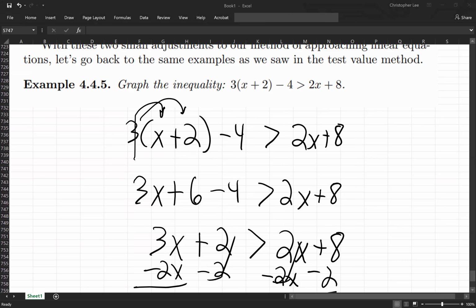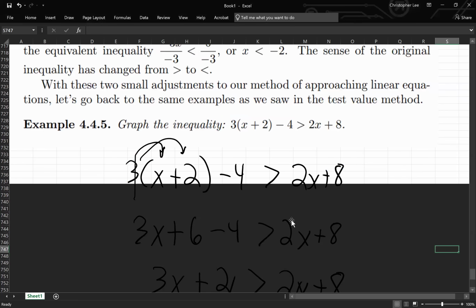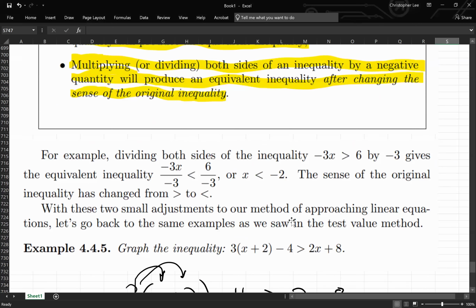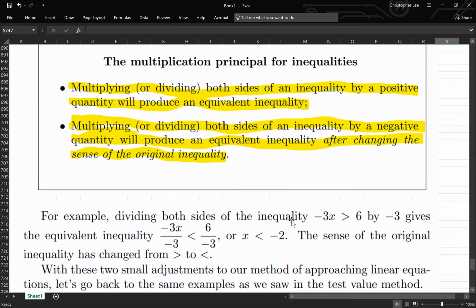It says when you multiply or divide by a positive, the equivalent inequality is what? It's the same thing. It doesn't change. You just keep it the same. So when you're multiplying or dividing by a positive number, right? The inequality stays the same, it doesn't change. But when you multiply or divide by a negative number, you have to flip the inequality. That's what it's trying to say.